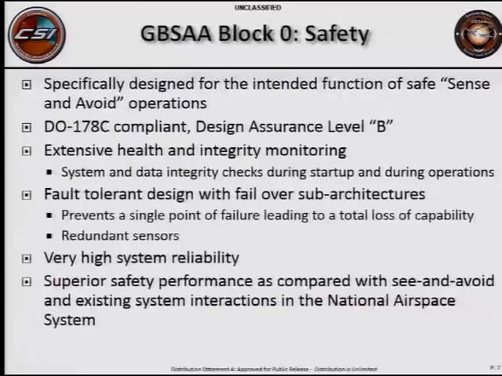So the system has been designed from the ground up with safety in mind. The system is being designed so that it's DO-178C compliant to Design Assurance Level B. There's extensive health and integrity monitoring built throughout the system. There are data and integrity checks during startup and during operations. It's a fault-tolerant design so that there's graceful degradation. There's not a single point of failure in the system. So if there's a single hardware failure, we can still operate in some type of degraded mode. So it has very high system reliability, and offers superior safety performance as compared with see and avoid.